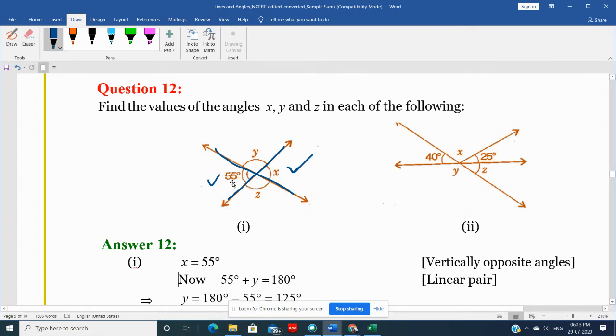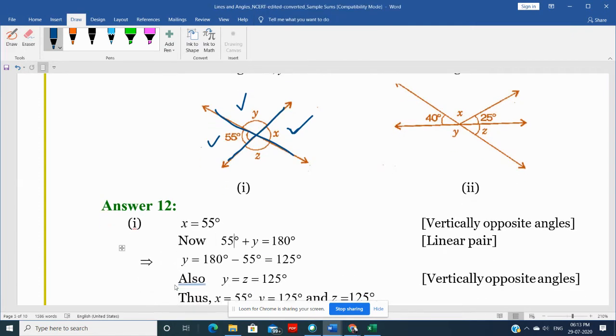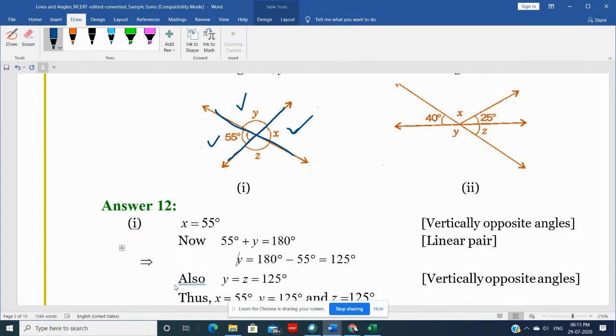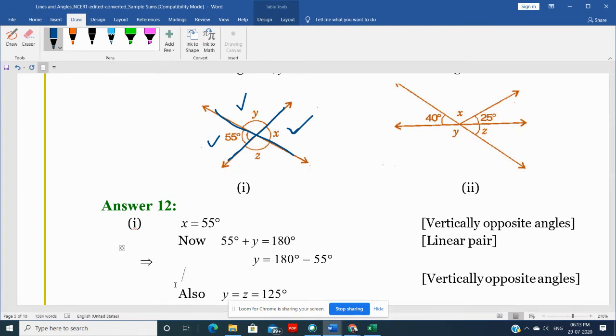Now you can easily see here that 55 plus y, they are making a linear pair, right? So here you can easily write that 55 plus y is equal to 180, the reason being linear pair. And then the way we are finding out y would be 180 minus 55, that would give you 125. So this is how you can get 125.